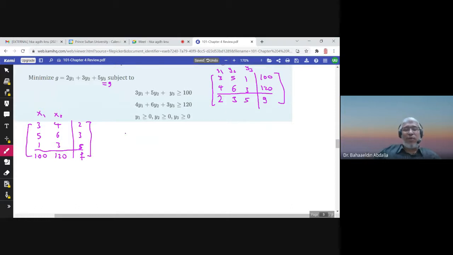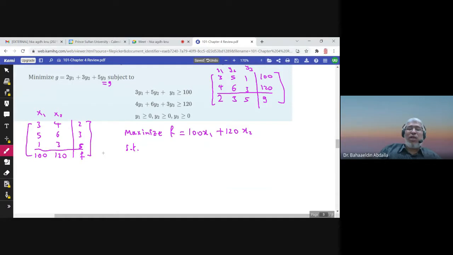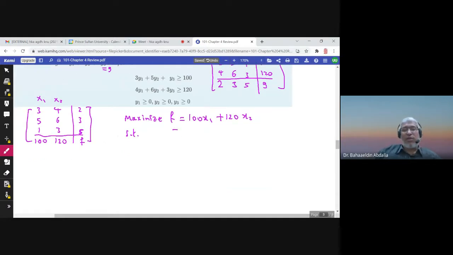So the problem would be maximize F equals 100, the objective row is taken from the last row, 100x1 plus 120x2, subject to, and there will be three constraints, 3x1 plus 4x2, and the important thing now, this is a maximization problem, so in the standard form, we write it less than or equal.